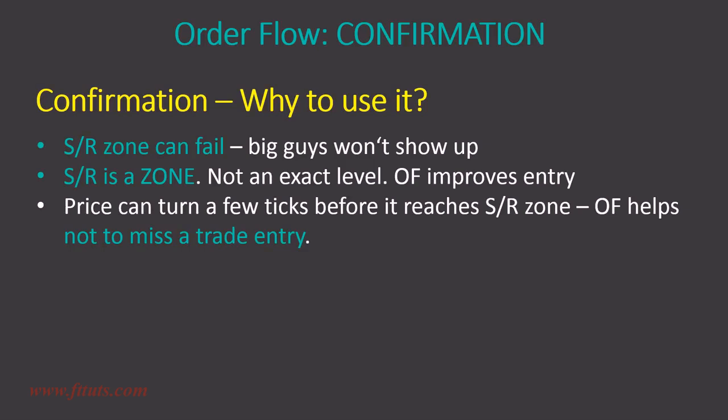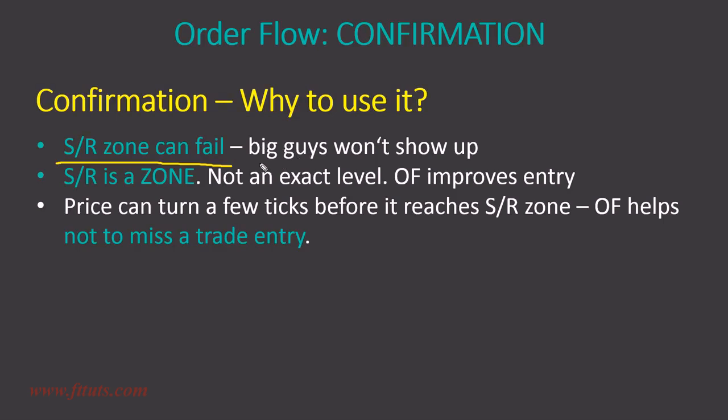Now, there are three main reasons why to use the order flow as a confirmation. First reason, support and resistance zones can fail. If you find a support or resistance zone, for example, by using price action or volume profile, then you can watch the order flow and look for the big guys to show up around that support and resistance zone. If they don't, they are most likely not interested in trading that zone, and it's usually the best idea to skip such a trade.